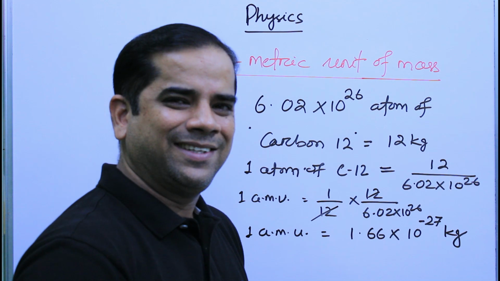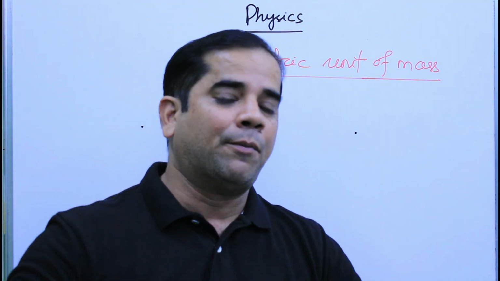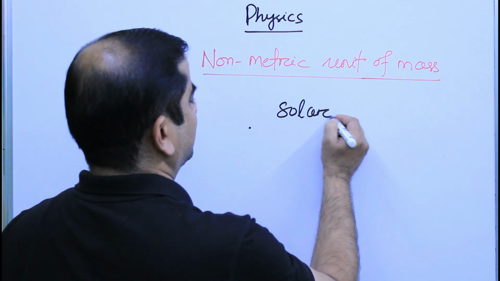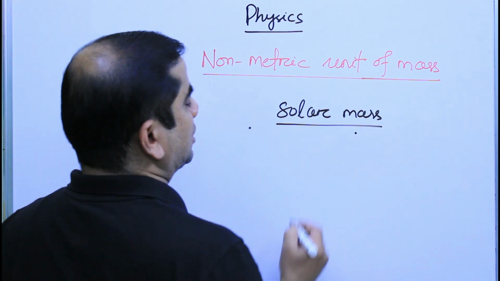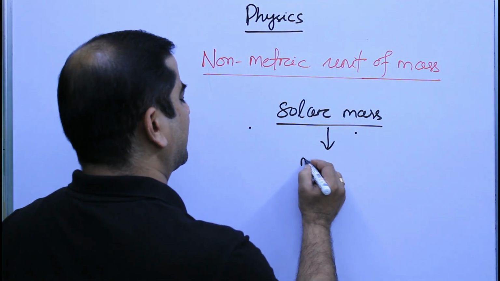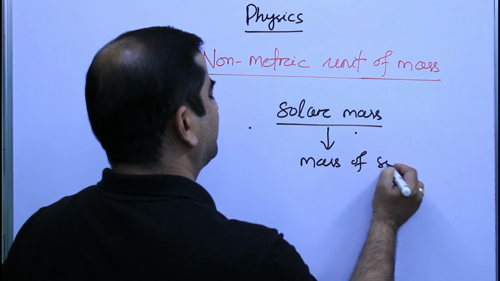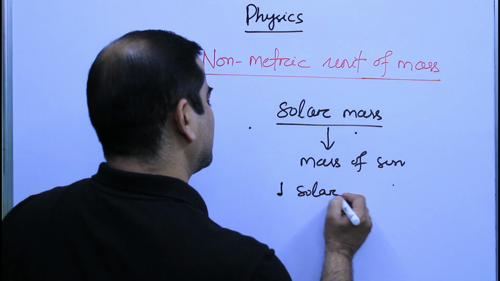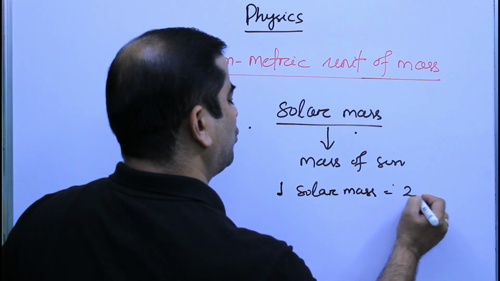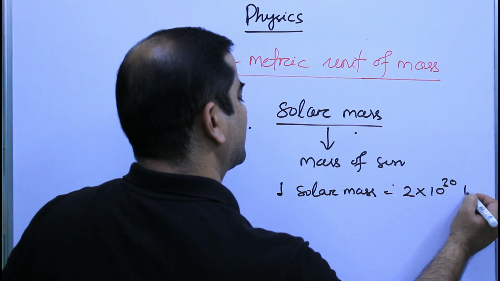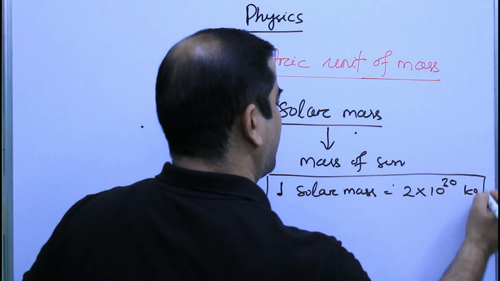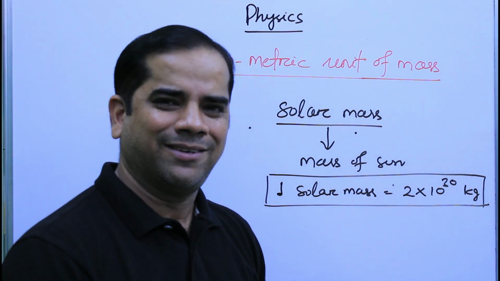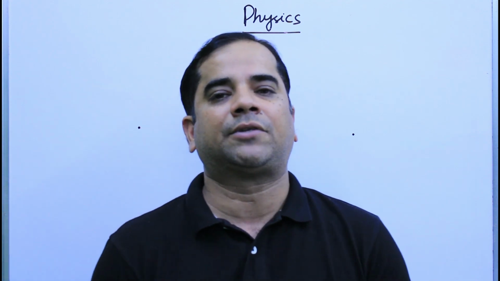Hope you understand. To measure the mass of heavenly bodies, we use a unit called solar mass. What is a solar mass? It is actually the mass of the sun. One solar mass has the value of 2 into 10 to the power 30 kg. You need to remember this value, that one solar mass is equal to 2 into 10 to the power 30 kg.